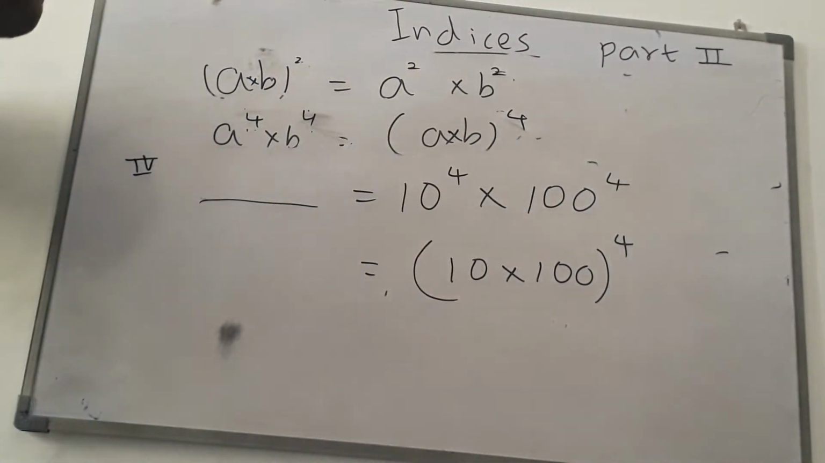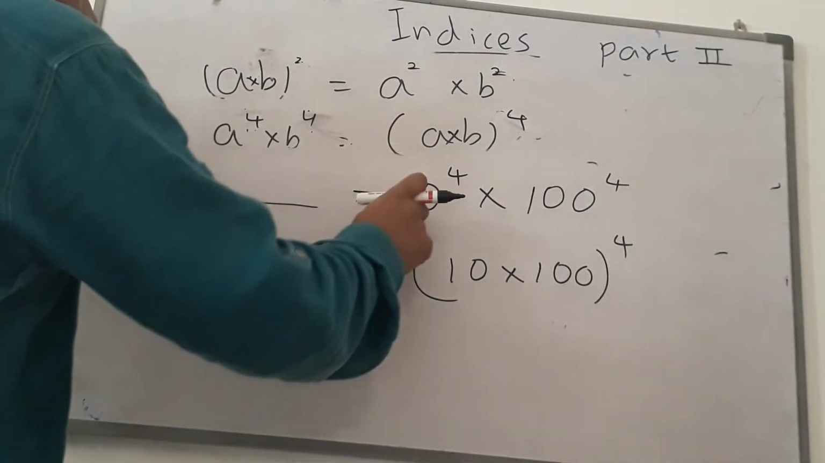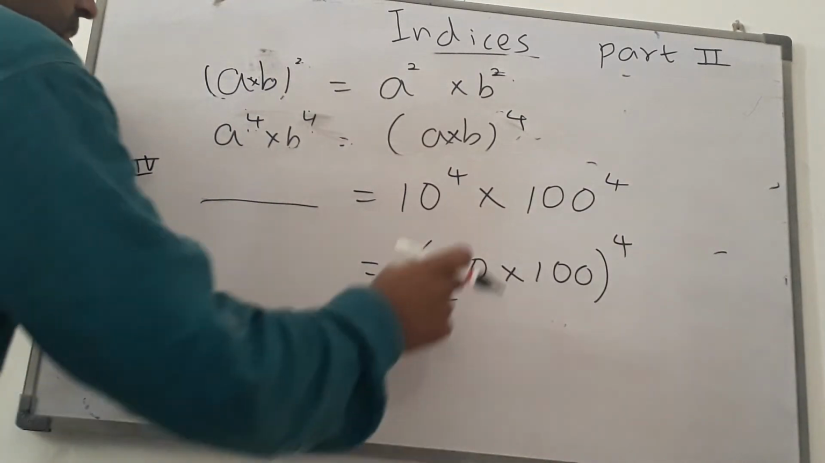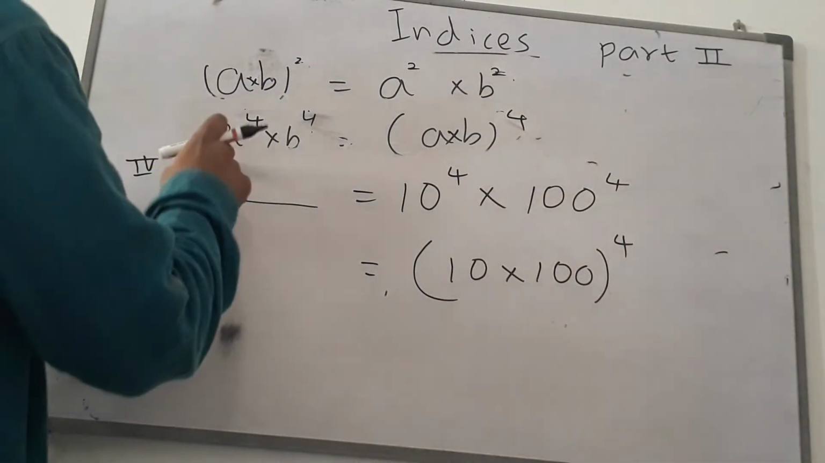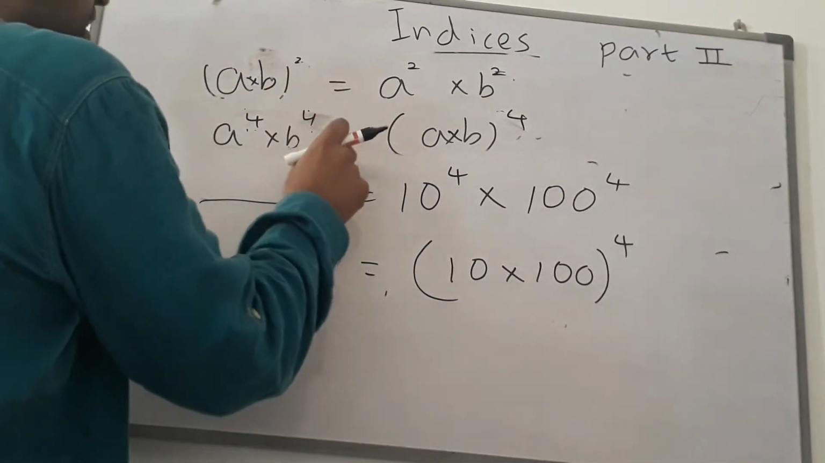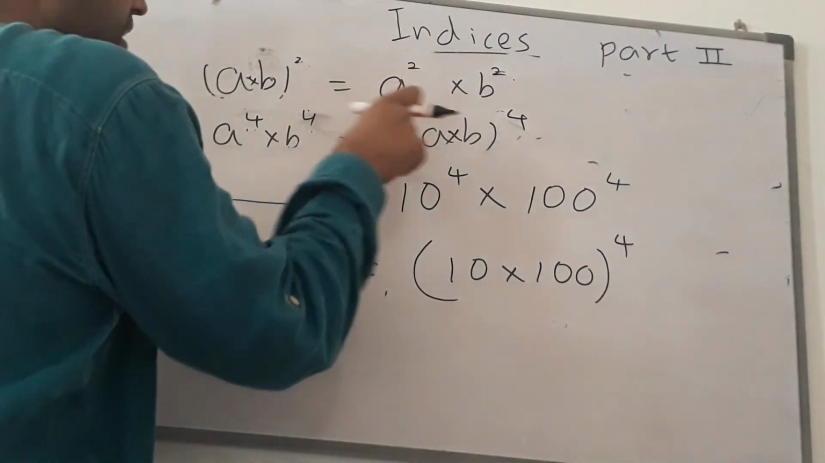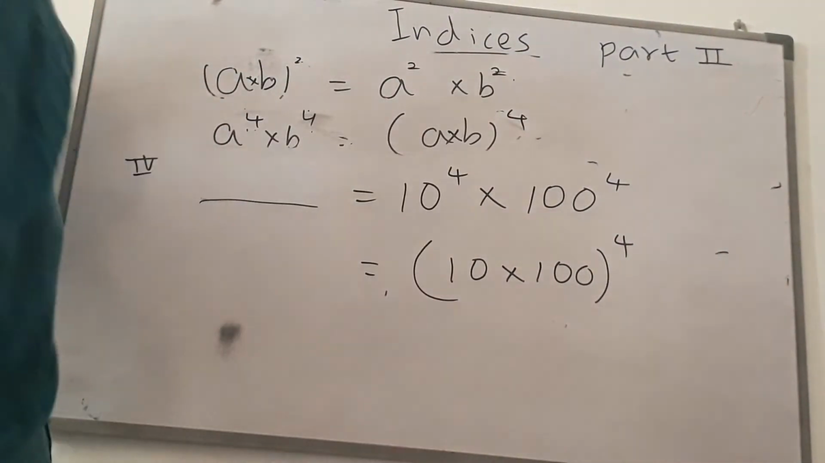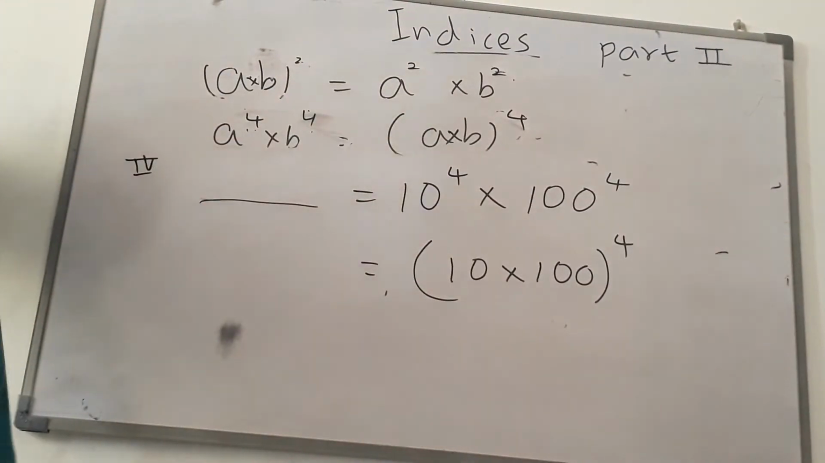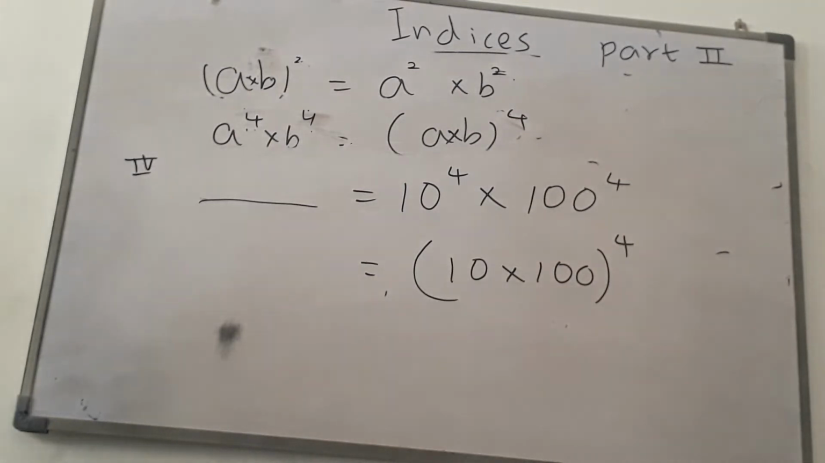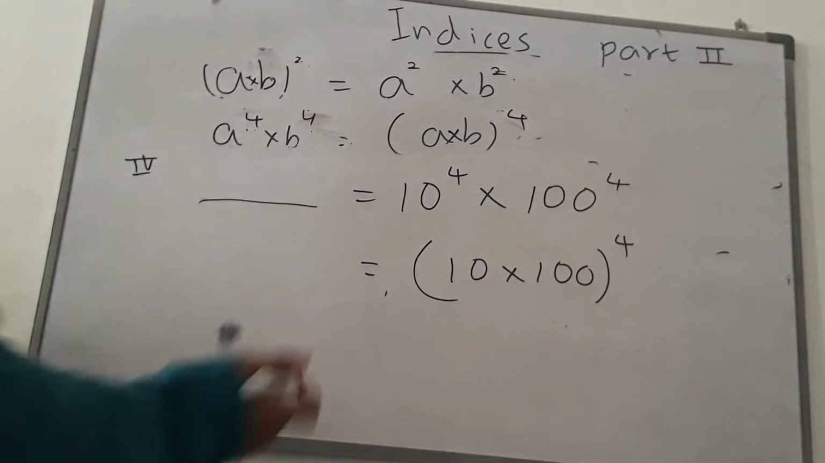Okay. 10 to the power 4 times 100 to the power 4 means 10 times 100 all together to the power 4, same as here, a to the power 4 times b to the power 4 can be written like a times b all together to the power 4, and the power 4 is common. Here also the power 4 is common.